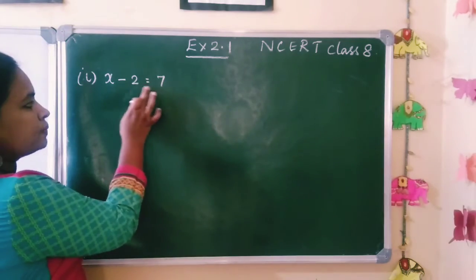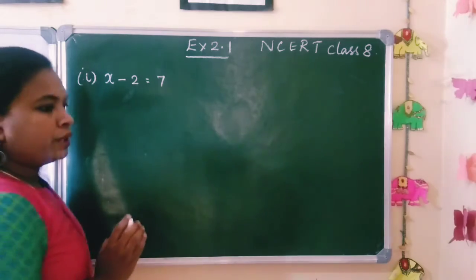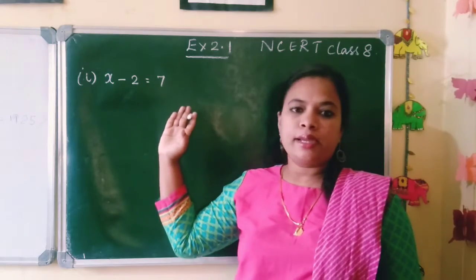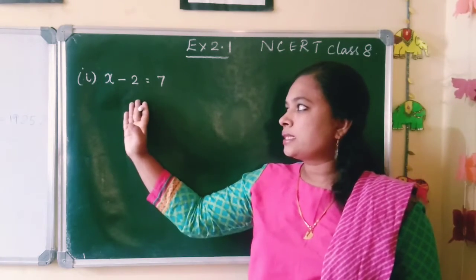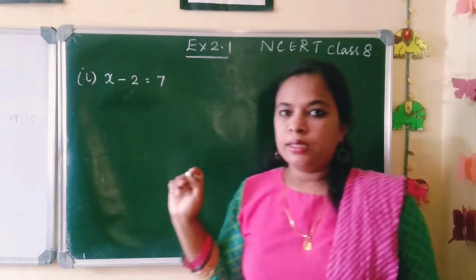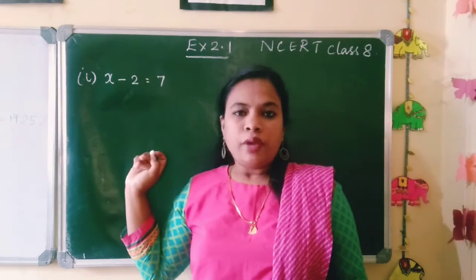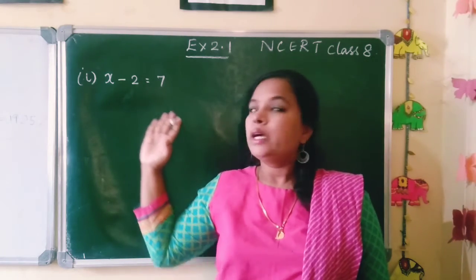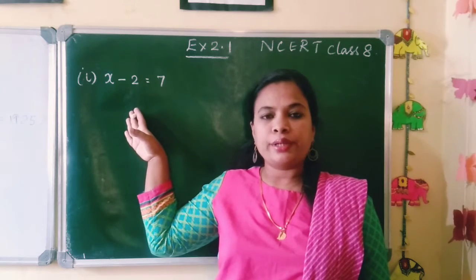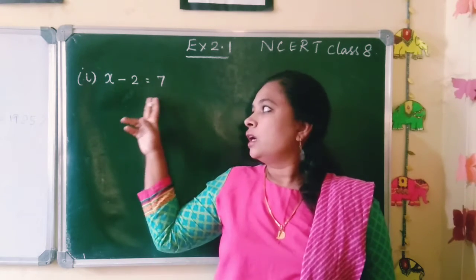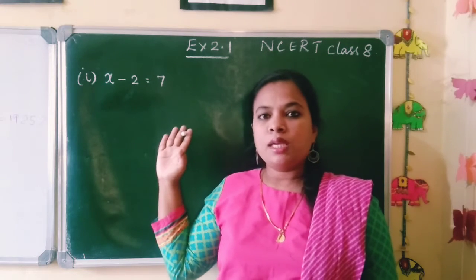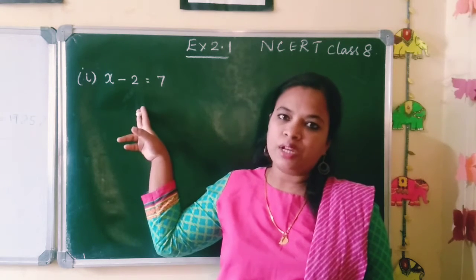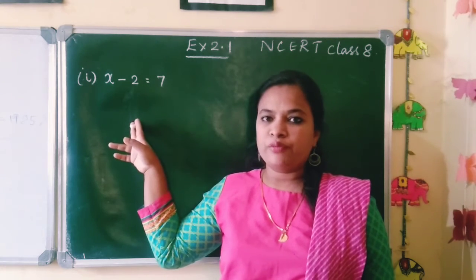Now when you see x minus 2 is equal to 7, I told you an equation divides into two parts, that is the left hand side and the right hand side. And now you can see here x is the variable, so we want to find out the variable value. So you have to shift this minus 2 to the other side. Whenever you are shifting from left hand side to the right hand side, it will go with the opposite sign. The same thing is applicable vice versa also. If you take a number from right hand side to left hand side, there also it is going to come with the opposite sign.